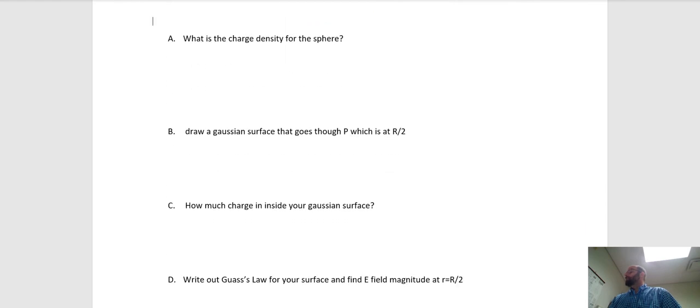Let's see. How much charge is inside your Gaussian surface? So if you take your charge density, the expression you have, and keep in mind that that's a number that has units of coulombs per cubic meter, then you multiply by the volume of your Gaussian surface. So you're going to need an expression for the volume of the Gaussian surface. And you'll have an expression now for the charge inside of that surface.